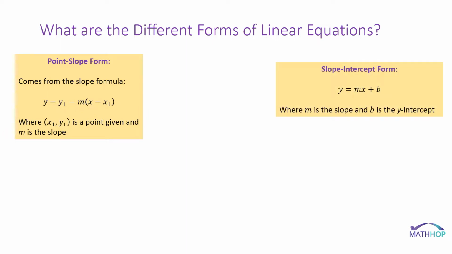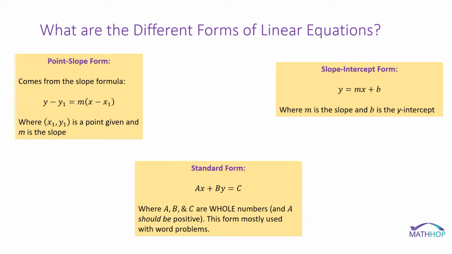Then we have our favorite form, slope-intercept form, or y equals mx plus b form. This is the form where you can clearly see the slope and the y-intercept just from looking at it. And today we will learn standard form. Standard form is ax plus by equals c. It is sometimes called general form, but mostly it's called standard form. A, b, and c are whole numbers, so we're dealing with integer coefficients. No fractions, no decimals. A should be positive, and this form is really very easily used with word problems.